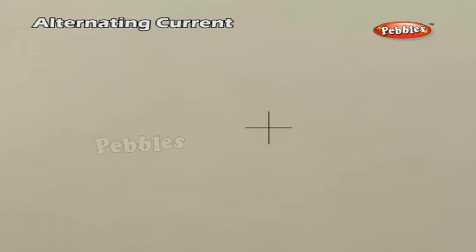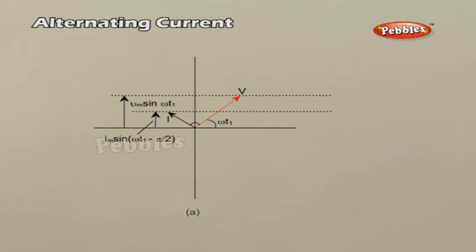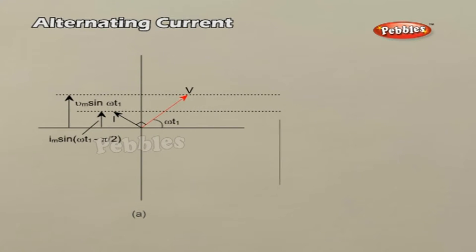A comparison of the source voltage and the current in the capacitor shows that the current is pi by 2 ahead of the voltage. The figure above shows the phasor diagram at instant t1. Here the current phasor I is pi by 2 ahead of the voltage phasor V as they rotate counterclockwise. Figure B shows the variation of voltage and current with time. We see that the current reaches its maximum value earlier than the voltage by 1/4 of a period.